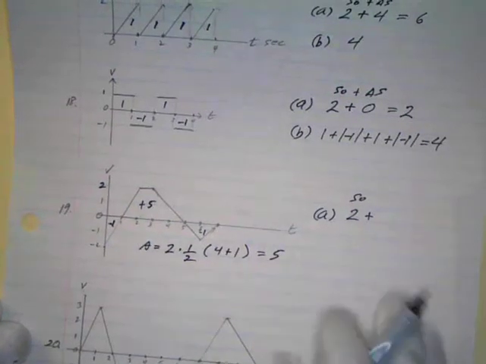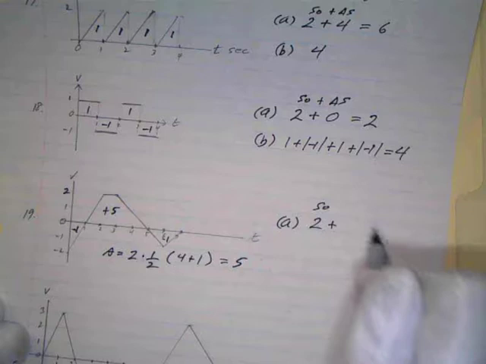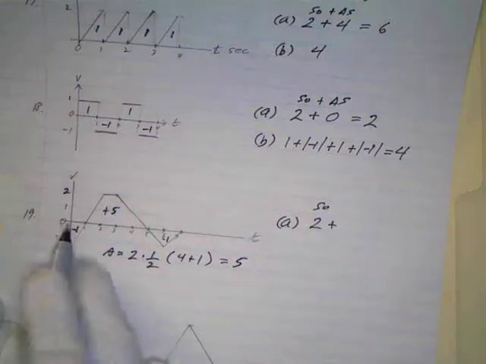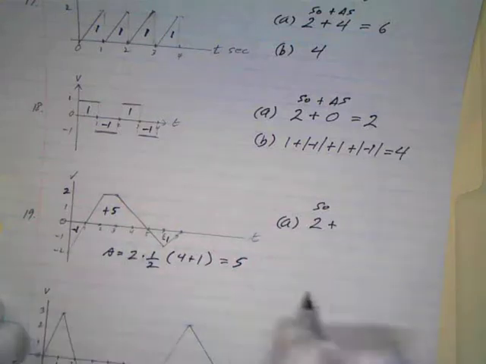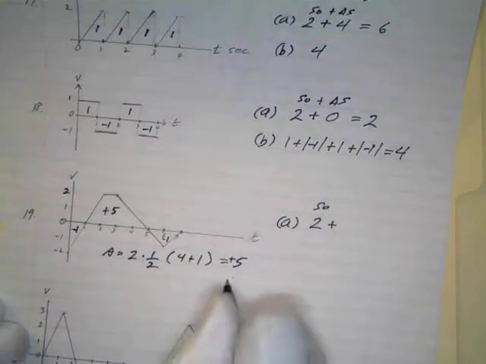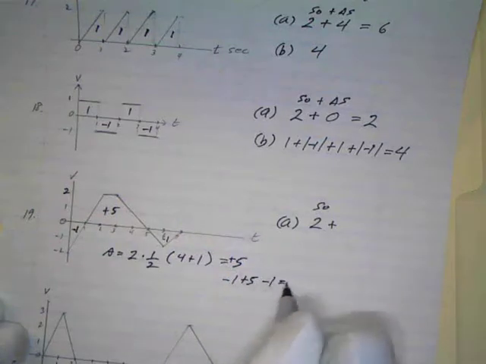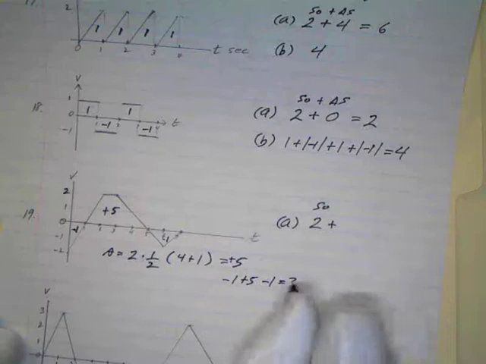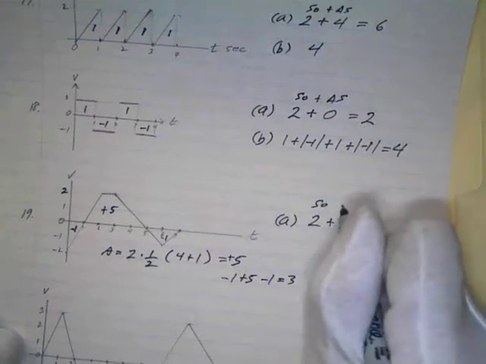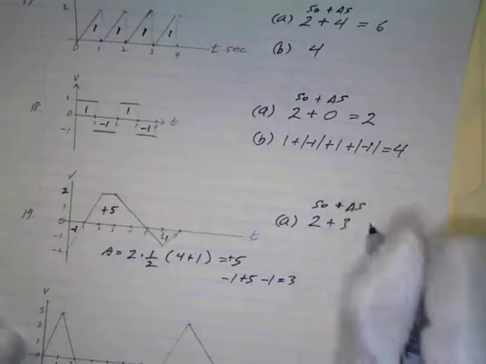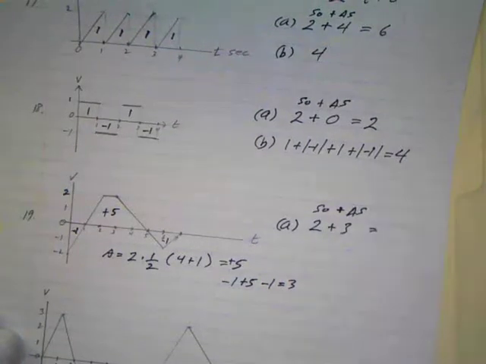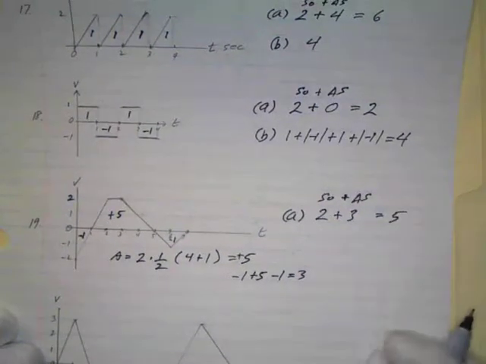Okay, so my distance here, this will be my delta S. I'm going to the left 1, to the right 5, to the left 1. So that's going to be negative 1 plus 5 minus 1. Now that's going to end up 3. So 2 plus 3, that will be my delta S. That'll be my actual displacement. So it's going to be 5. That'll be my position.